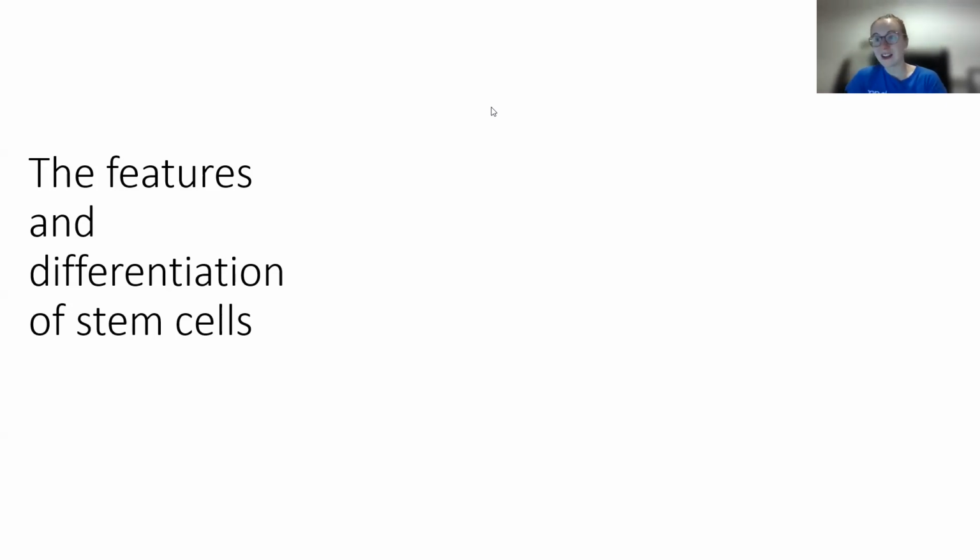So perfect. It can differentiate into a desired cell. So there are two main keywords here: differentiate and specialize. So a stem cell is a cell that can differentiate and specialize into a certain type of cell to perform a specific function. So that's what we need to know.